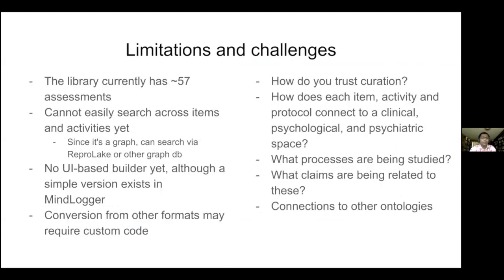So while many things have been done, there are several limitations and challenges. The library currently has only 57 assessments. Yes, many of them are on mental health, but that's not the whole world of assessments that are out there. You cannot easily search across the items and activities yet. However, since it's a graph, we can add it to ReproLake or other graph DB. You'll hear about ReproLake next month, and maybe by that time, we'll have search capabilities via ReproLake on this graph.